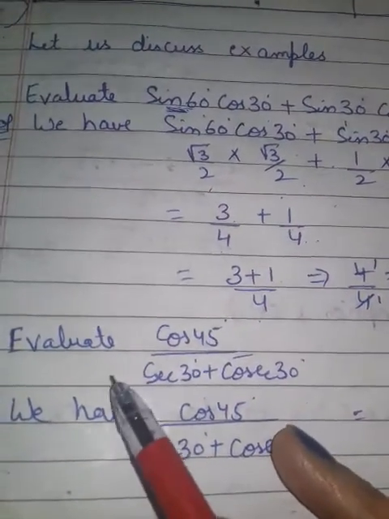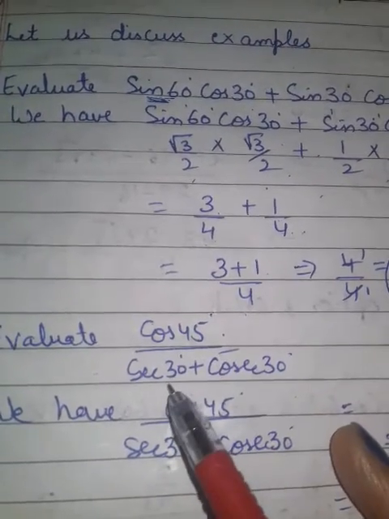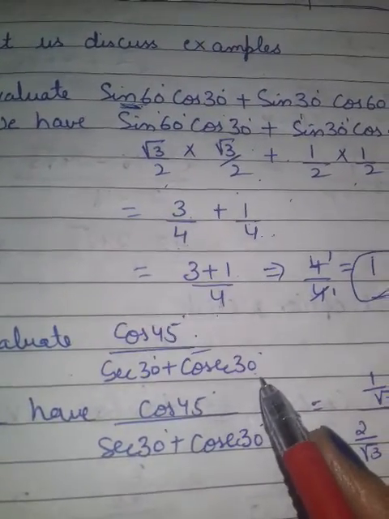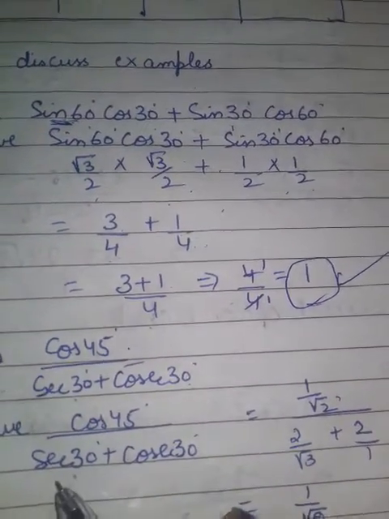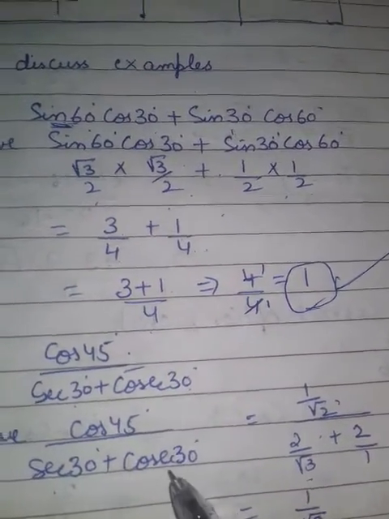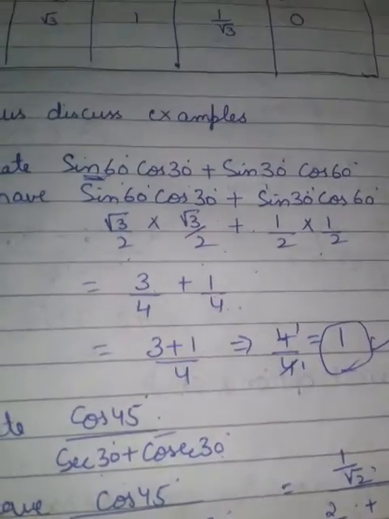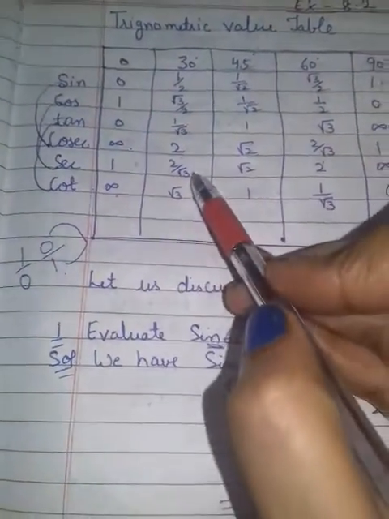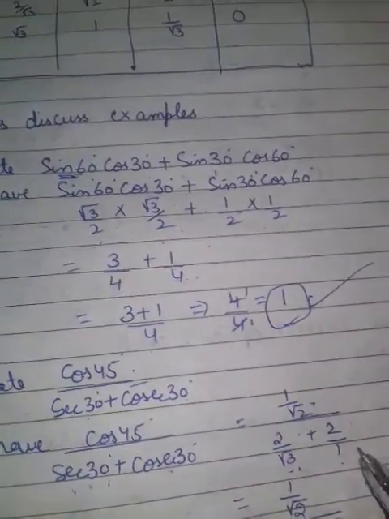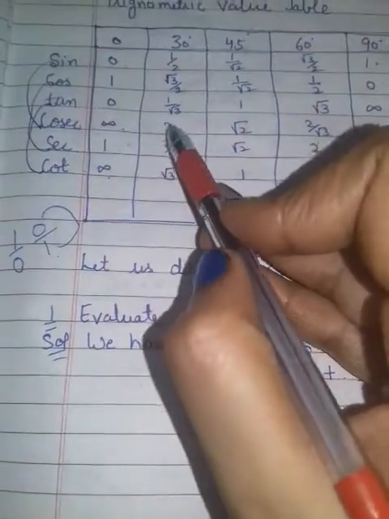Next, one more question. Evaluate cos 45 upon secant 30 plus cosecant 30. Cos 45's value is 1 by root 2. Secant 30's value is 2 by root 3. Cosecant 30 is 2 by 1. You can verify: cos 45 is 1 by root 2. I put secant 30. Where is secant 30? 2 by root 3. Similarly, cosecant 30 is your 2.